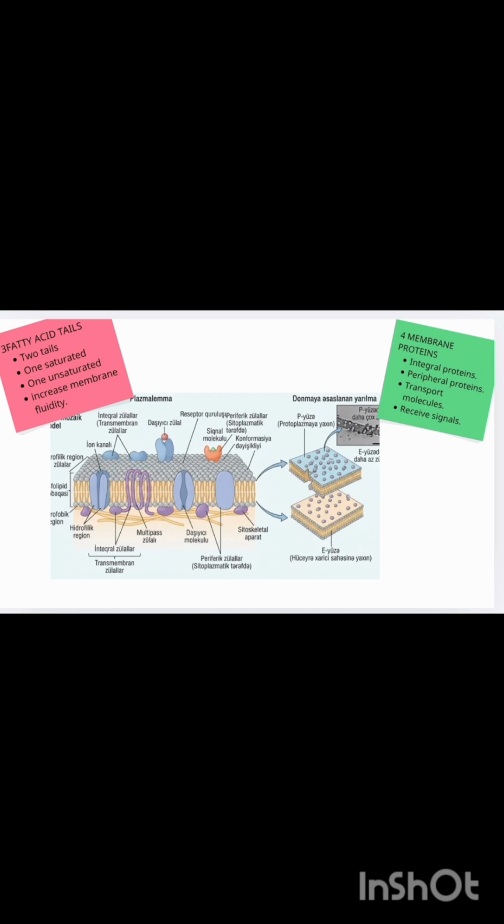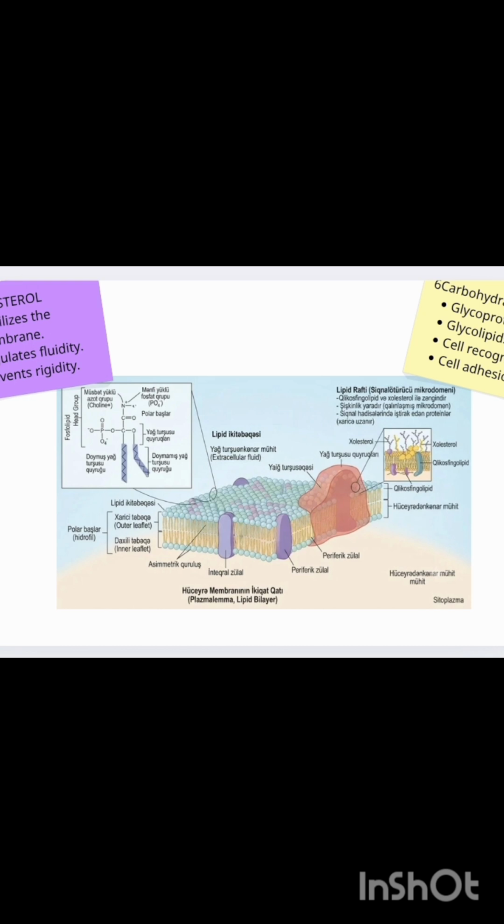The membrane also contains cholesterol. Cholesterol keeps the membrane stable. It prevents the membrane from becoming too fluid or too dry. On the outer surface, there are glycoproteins and glycolipids. They help cells recognize each other, communicate, and attach to other cells.